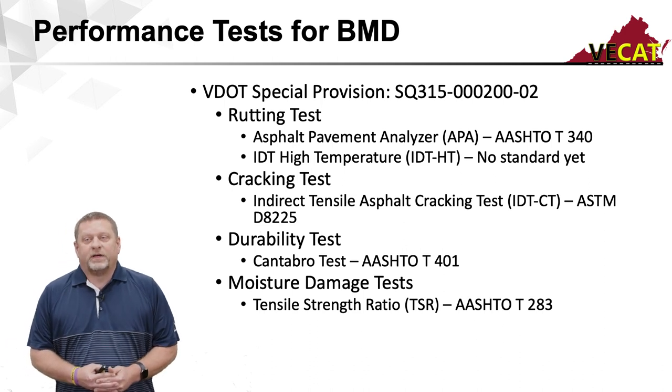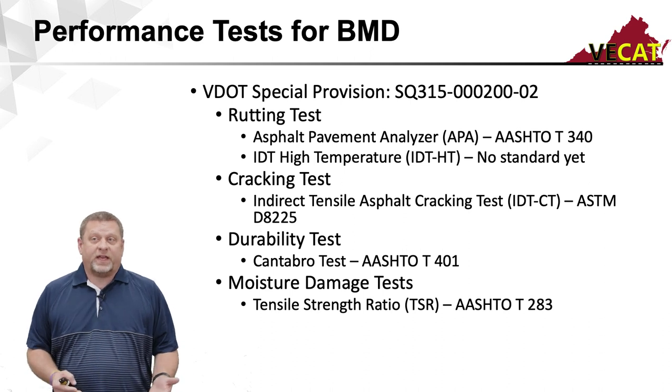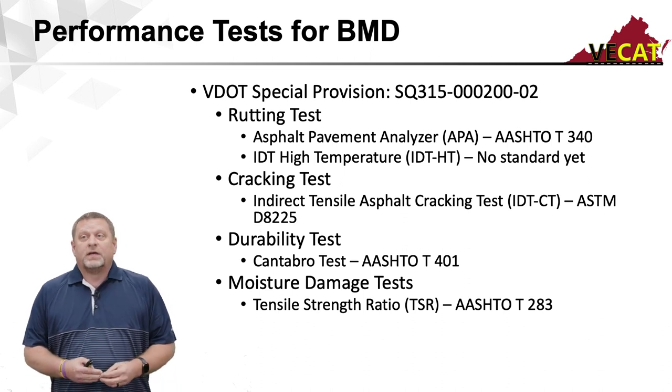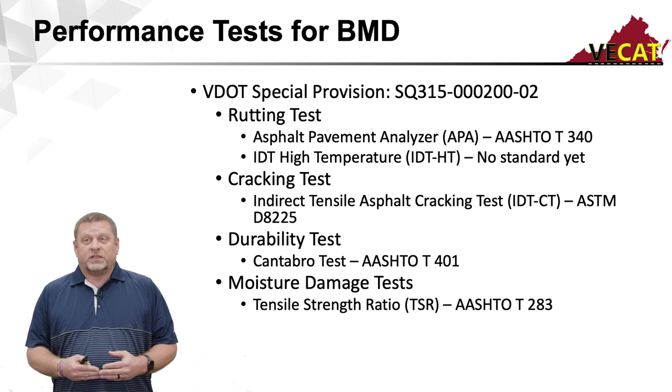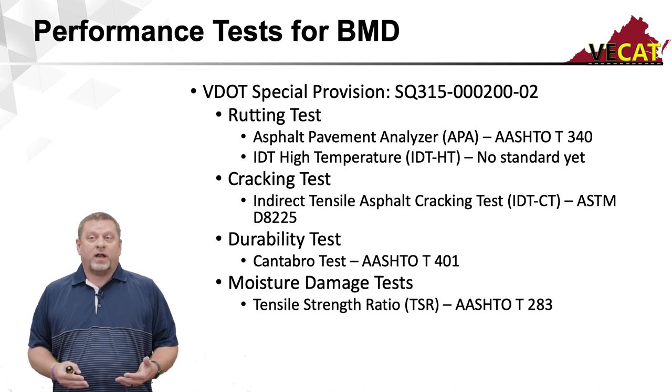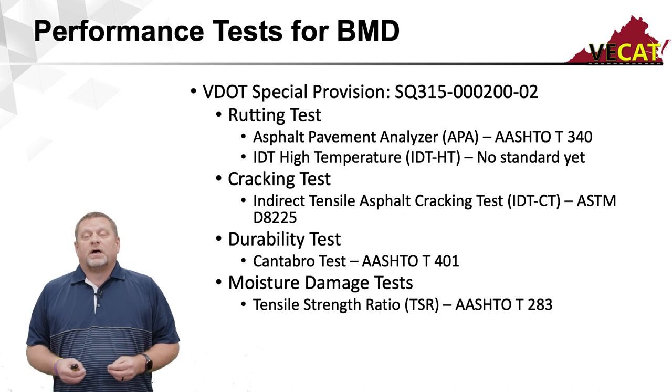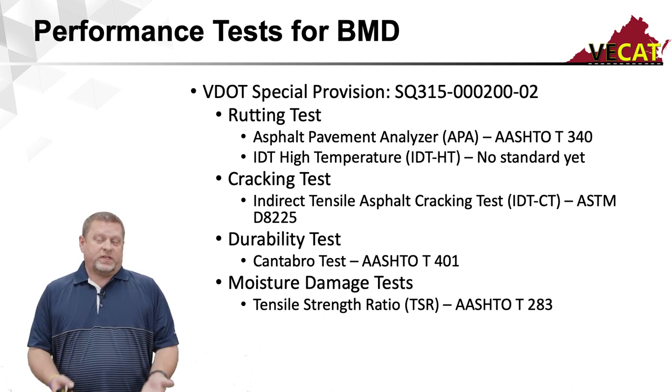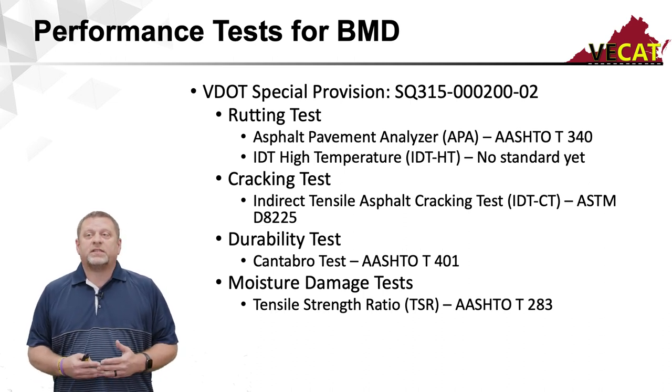Where we find the requirements for BMD mixes in Virginia, in our VDOT specifications, is a special provision. This special provision spells out the requirements for rutting. Currently in Virginia, we have a requirement for rutting, which is to use the APA, the Asphalt Pavement Analyzer. We're going to go into details on all these tests later on in this presentation.